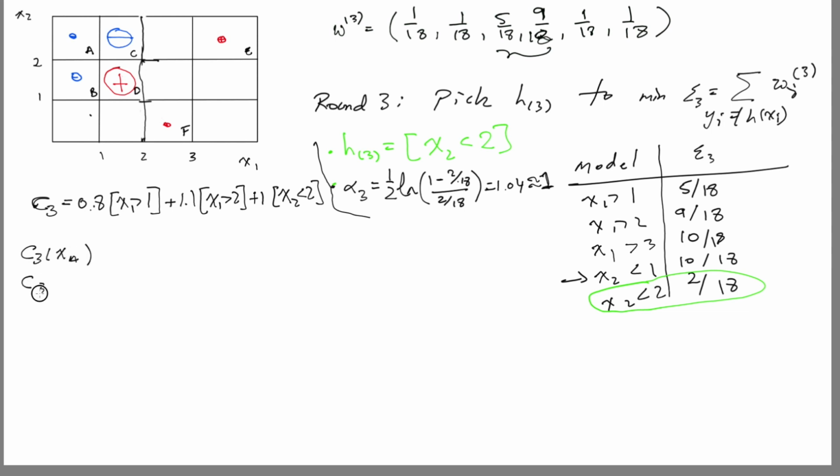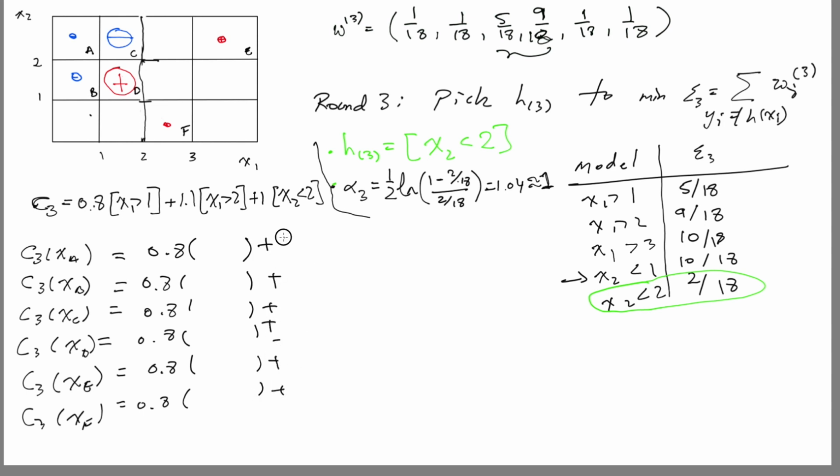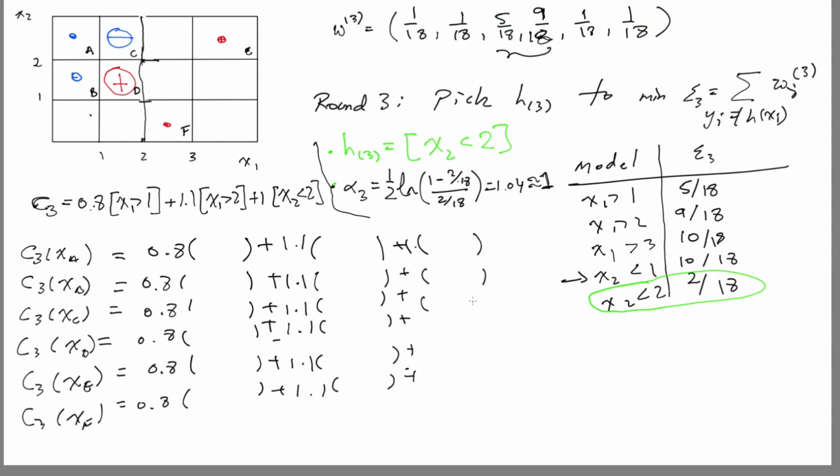So I'm going to compute C3 of xa, xb, c, and f. Okay, and this is going to be a little bit tedious, but I just want to go through it. So we're going to have 0.8. We're going to have the same. I think this will make it a little bit easier to understand when I write everything out. Okay, and finally, the third classifier is going to have just some 1 times something, the classification of that model.